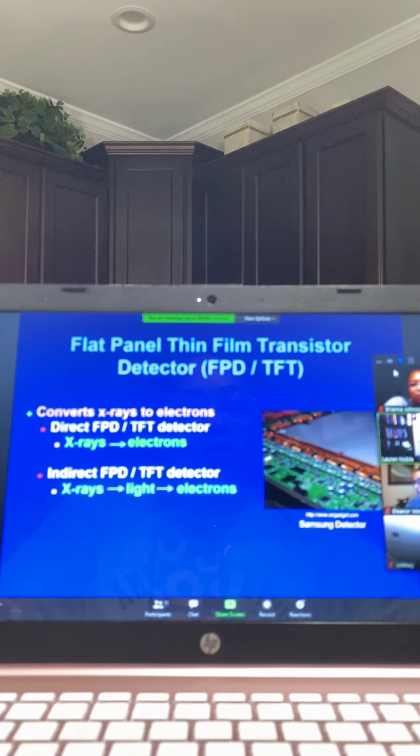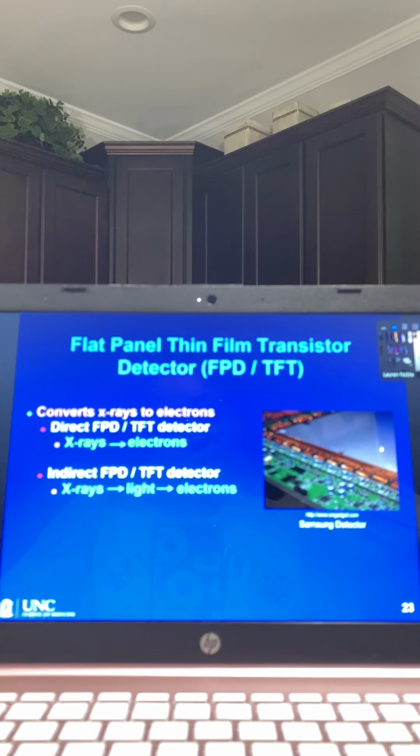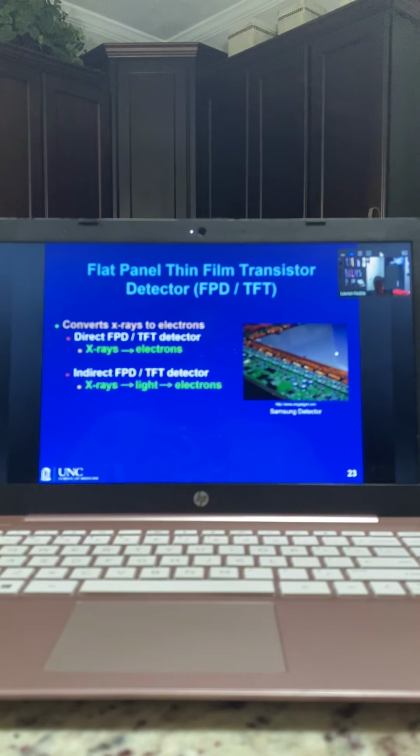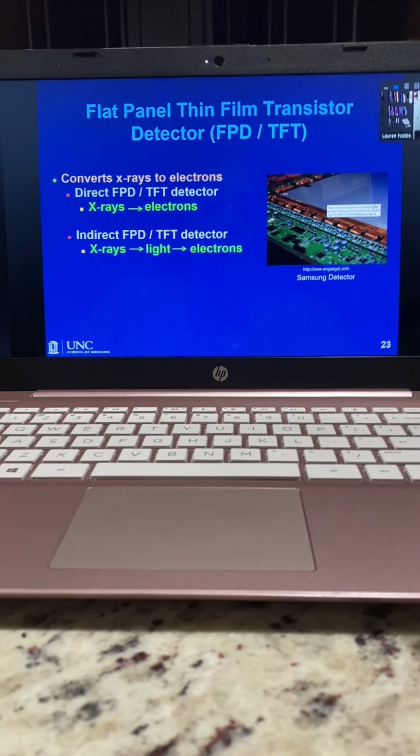Let's see. Let me fix my screen so I can see everyone. There. Okay.